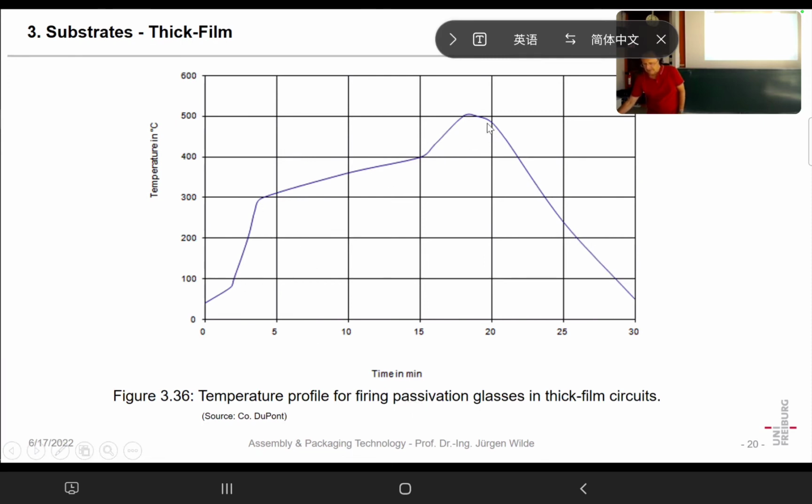And that, again, here we can see the typical curve. We heat to a temperature at which organic compounds start to be combusted. When the organics are gone around 400, then we can melt or reflow the glass. And of course, again, we need a limited cooling rate.